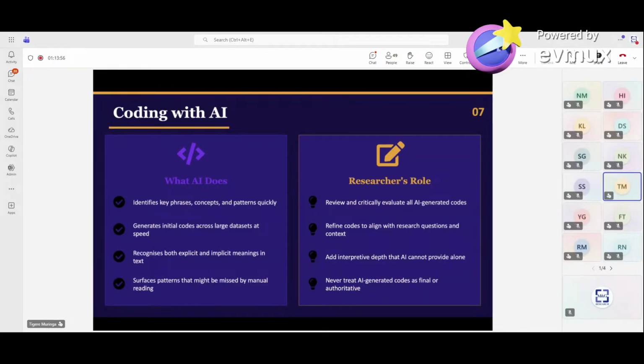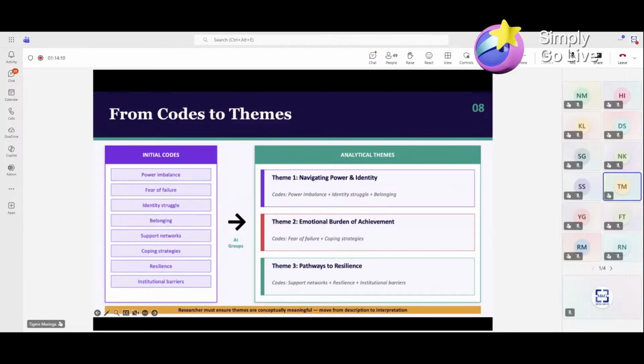You are now the overseer of the data, right? You are now the reviewer. You're critically engaging and you're bringing in context and aligning with the research questions that you have set out before when the study began, right? So from codes to themes, right?